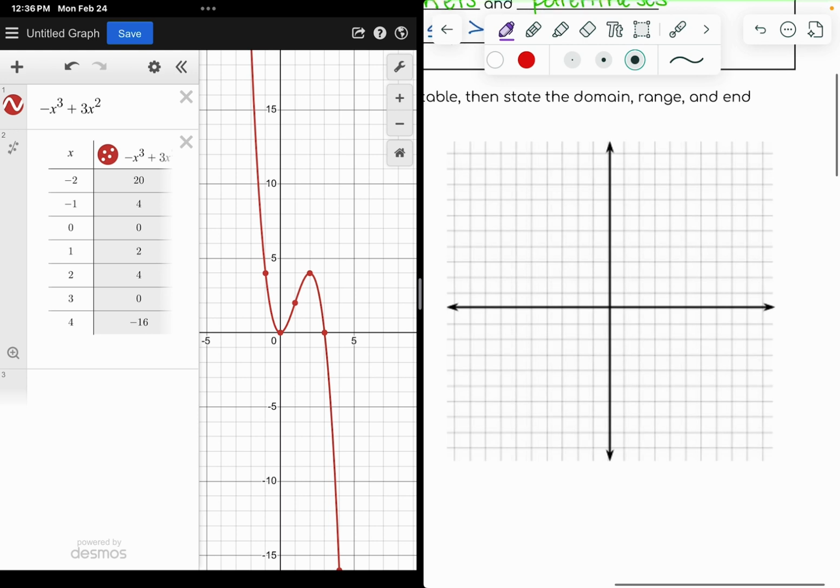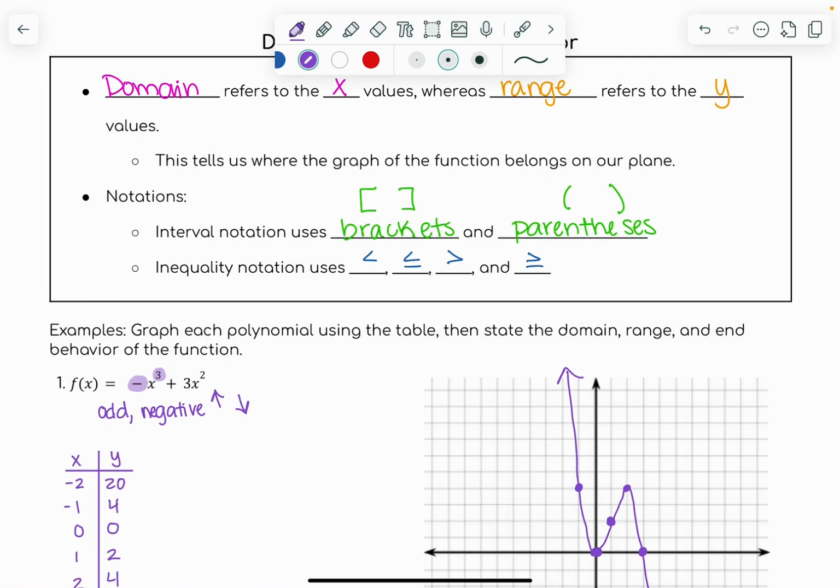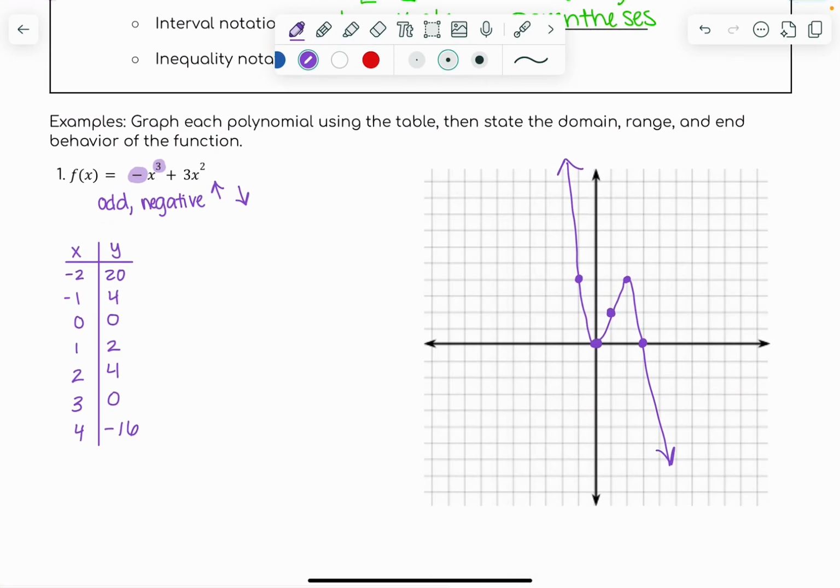So we can't really graph -2, 20. So the first point I'm going to graph is -1, 4, then 0, 0, 1, 2, 2, 4, 3, 0, and I can't graph 4, -16. So the graph of this function looks a little something like this. Now my last step here was to determine the domain, range, and the end behavior.